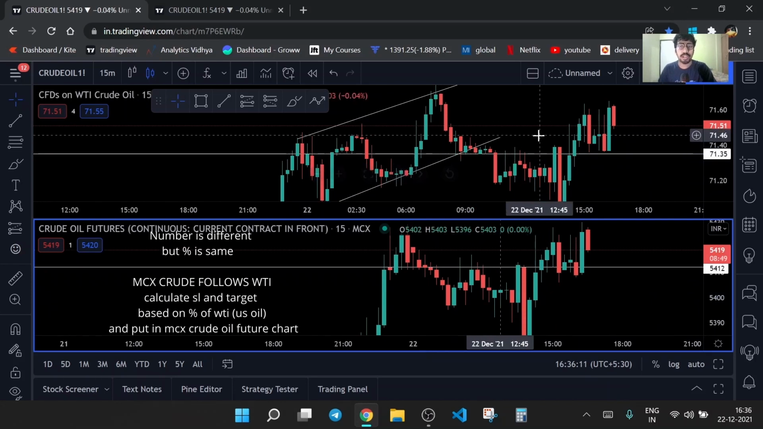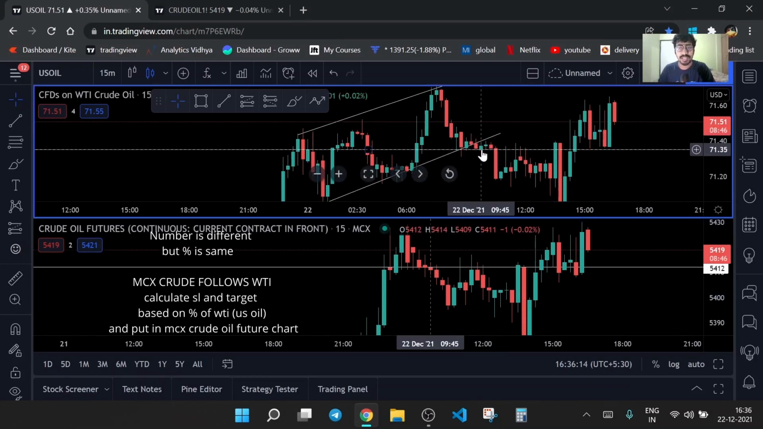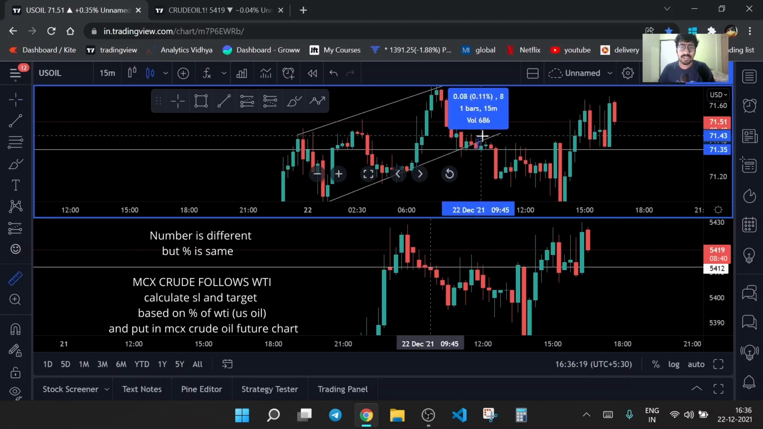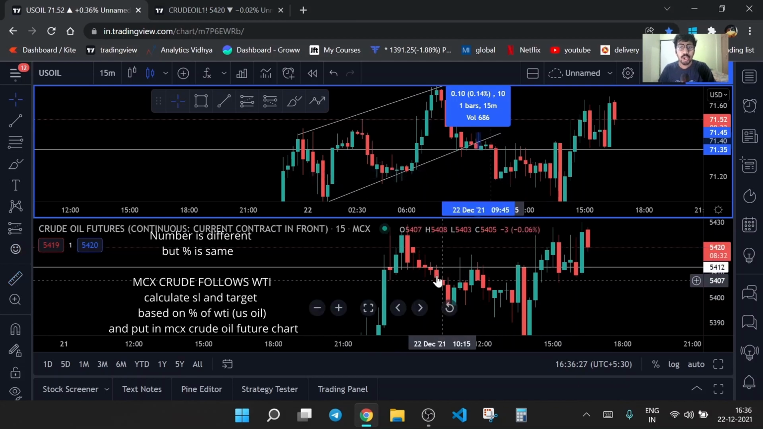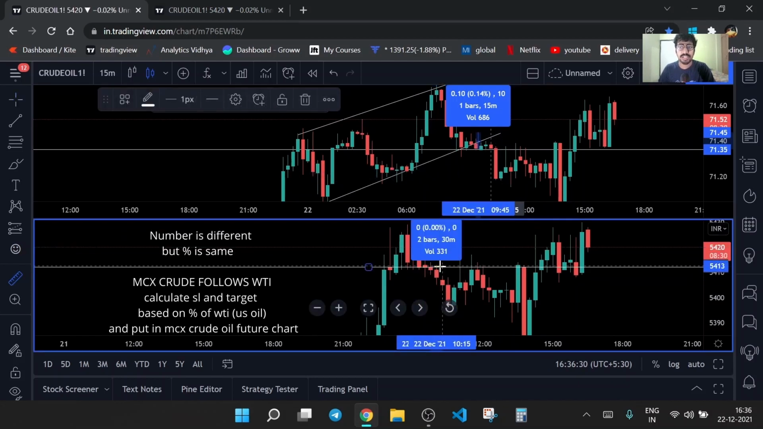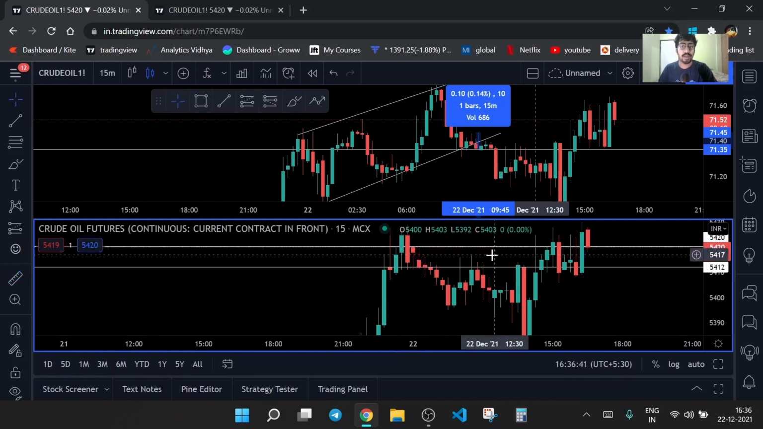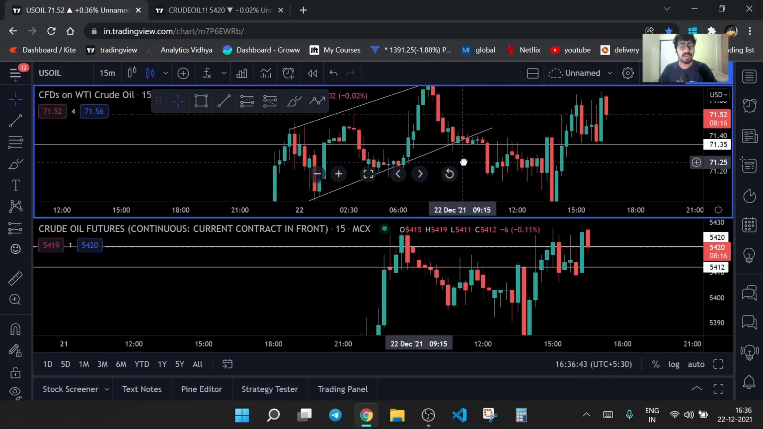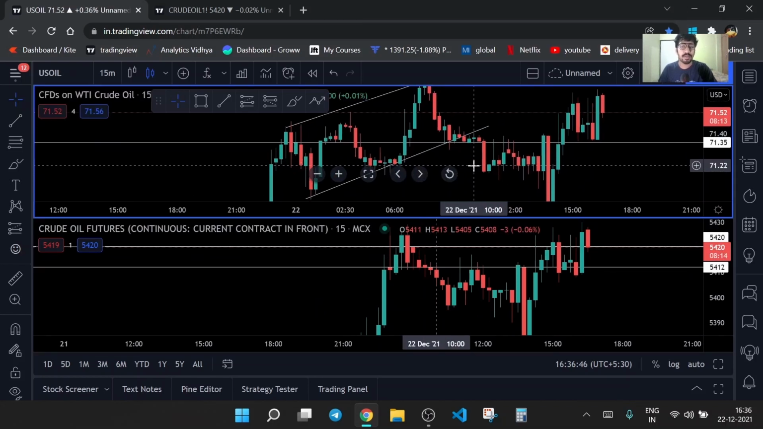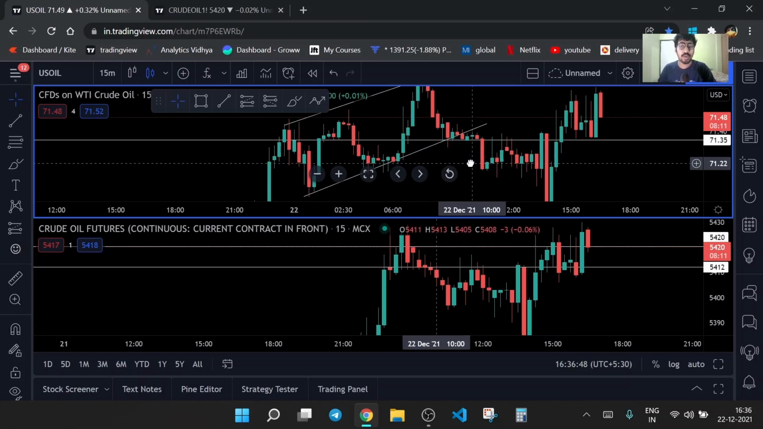Now, how do you calculate your stop loss and how do you calculate your profit targets? It is very simple. From this level in the WTI chart, you are going to calculate above this trend line. Your stop loss is not more than 0.12%, right? Otherwise 0.15%. Similarly, you are going to calculate 0.15% from the MCX chart on the higher end. If you look at 0.15%, it is coming at around 5420. This is your stop loss, okay, at 0.15%. And as I told you, most of the time you'll be getting 1:2, otherwise 1:1.5 is what I prefer. So you put 1:1.5 as your target.